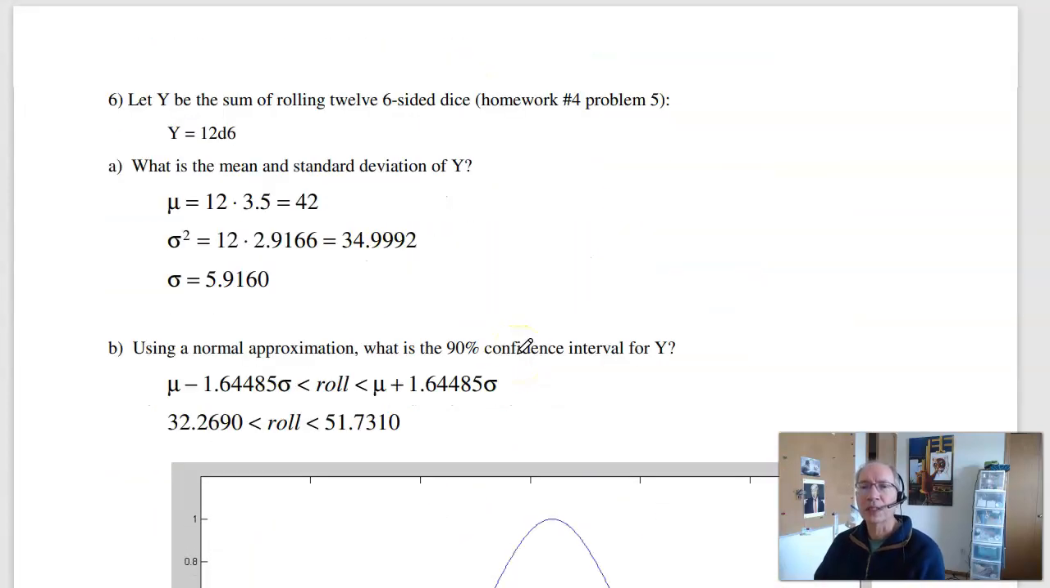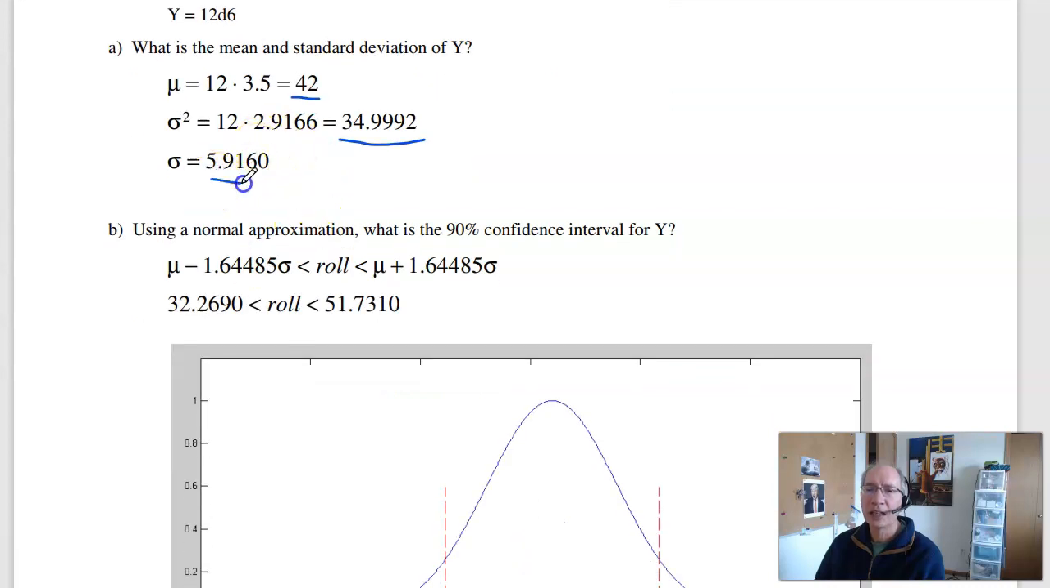Problem 6. Suppose I roll 12 six-sided dice. Again, we did that before using enumeration and Monte Carlo. Here, we can do that without rolling the dice at all. I know what the answer is. I know the mean of a single six-sided die, so 12 six-sided dice will have a mean of 42. I know the variance of a single die, so 12 dice will have a variance of 34. Take the square root, standard deviation is 5.9. That's all I need. If I know the mean and the standard deviation, I know what the distribution is.